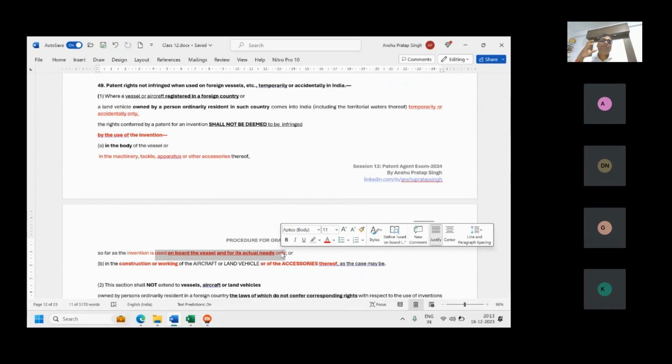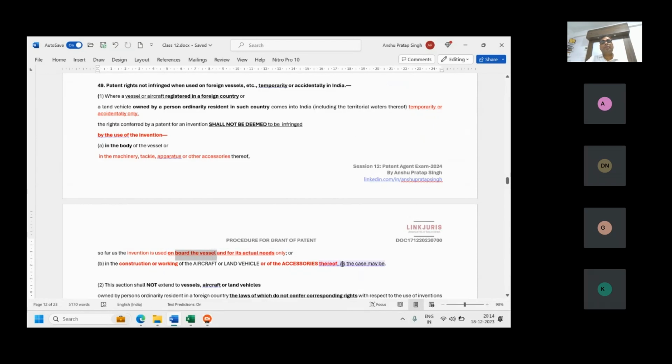One simple line here: in international law also, if there is a foreign vessel which has a different flag, we consider it as a different country's territory. We don't consider it our territory. So this also helps you in understanding that a foreign vessel we will consider as a foreign country, and their patent is there only. That's why it says used on board that vessel and for its actual needs only.